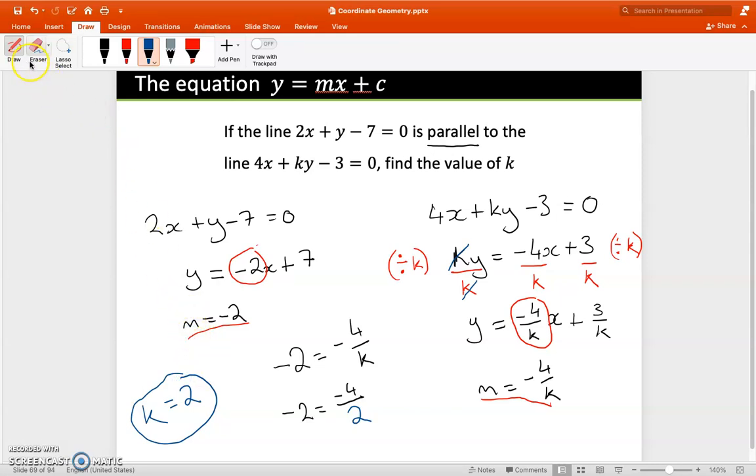A little bit complicated, I know, but it's not too bad overall, okay? When they're parallel, you have to remember that they have the same slope. So this slope here has to be equal to this slope here.